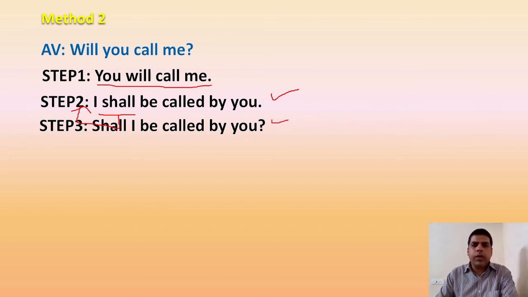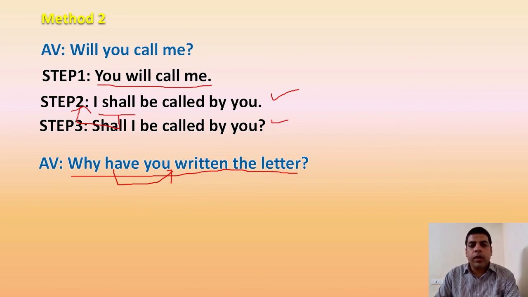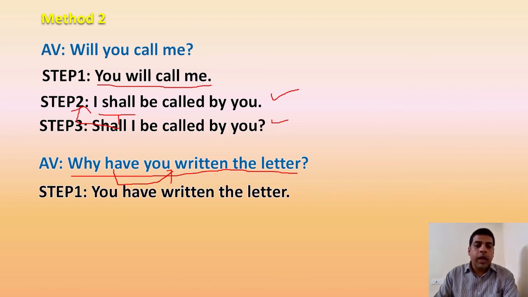The same method has to be adopted for WH questions also. There, what you need to do is to remove the WH word also, and at the end bring back the WH word. That will be step 4. So look at one example. Where have you written the letter? Now have is supposed to come to this position where I have pointed, after you and before written. So as per step 1, it is going to be: you have written the letter.